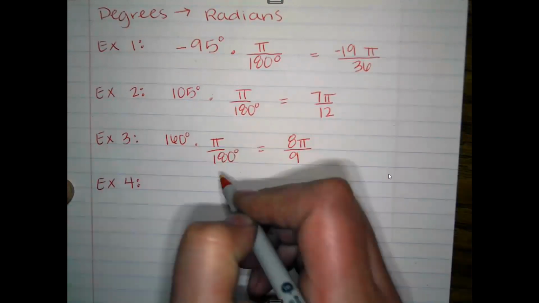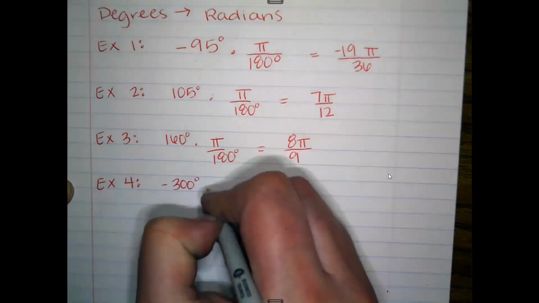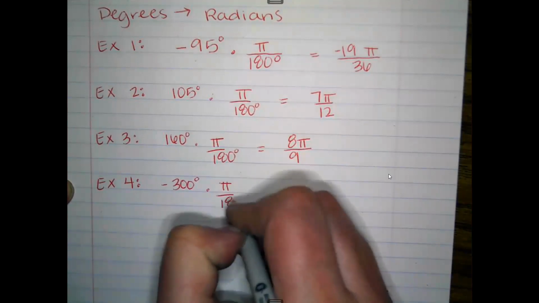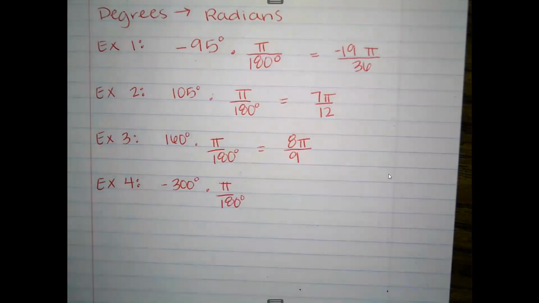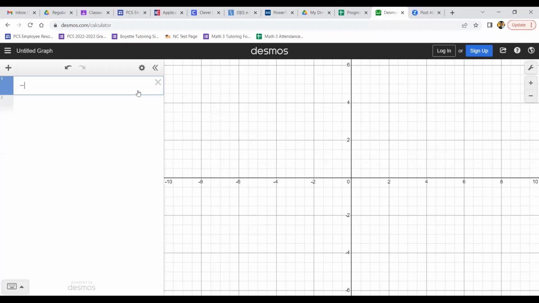So let's say I'm doing negative 300 times pi over 180. Then on Desmos, I would just type in negative 300 divided by 180. Let me show you. Negative 300 divided by 180. It's going to give me this decimal, but if you click over here, this is to convert that answer into a fraction. It will just simplify that fraction for you, negative 5/3. So I'm going to type in negative pi thirds, negative 5 pi thirds.